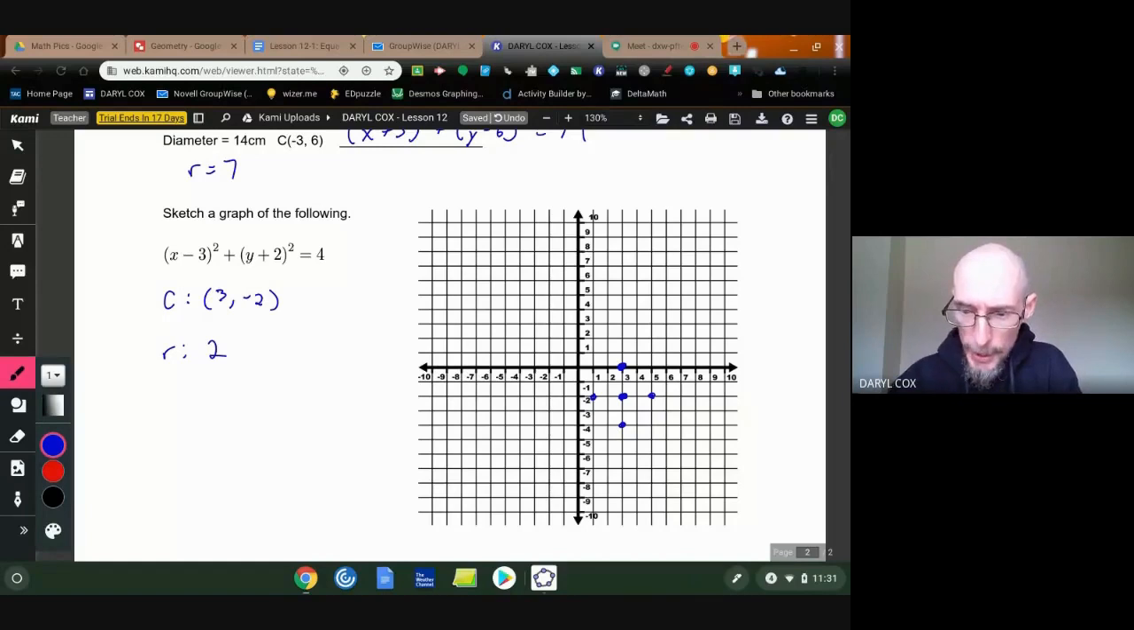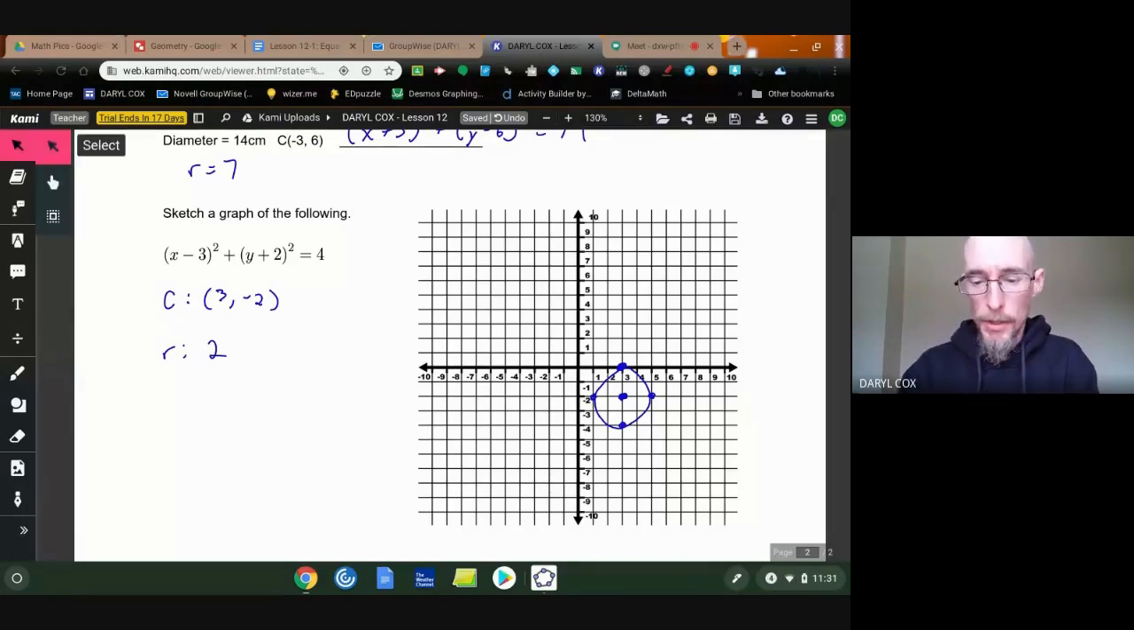So I'm going to do the best I can to get a circle here. There we go. If it doesn't come out perfect, who cares? But there we are. We have our center and our radius for that circle. Okay? So very simple problems.